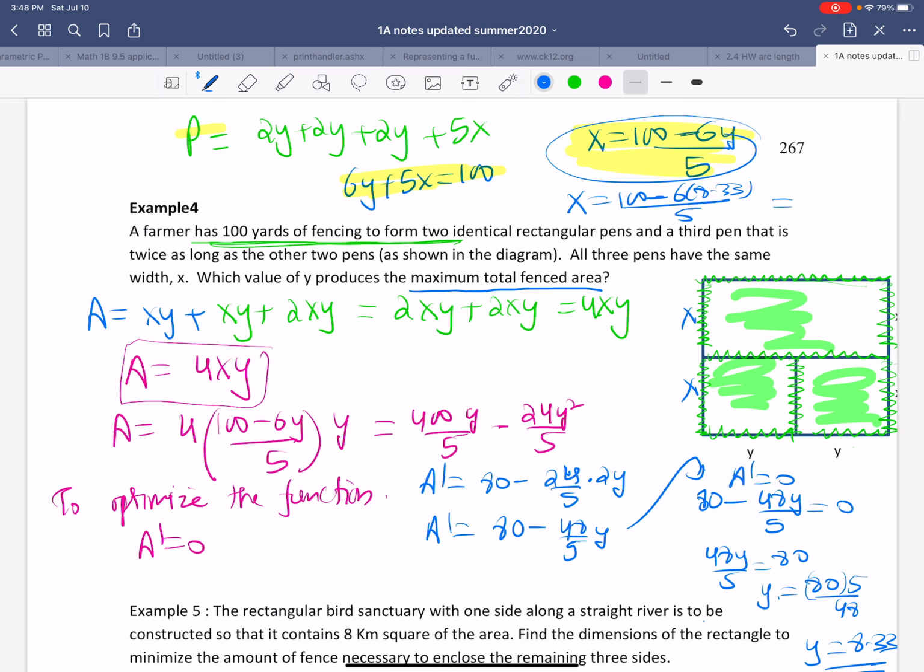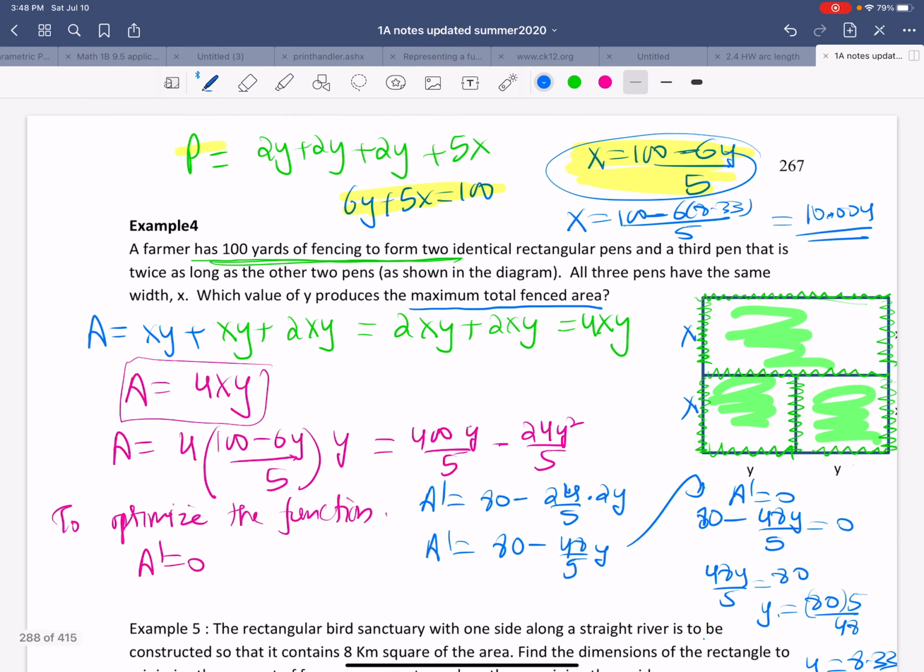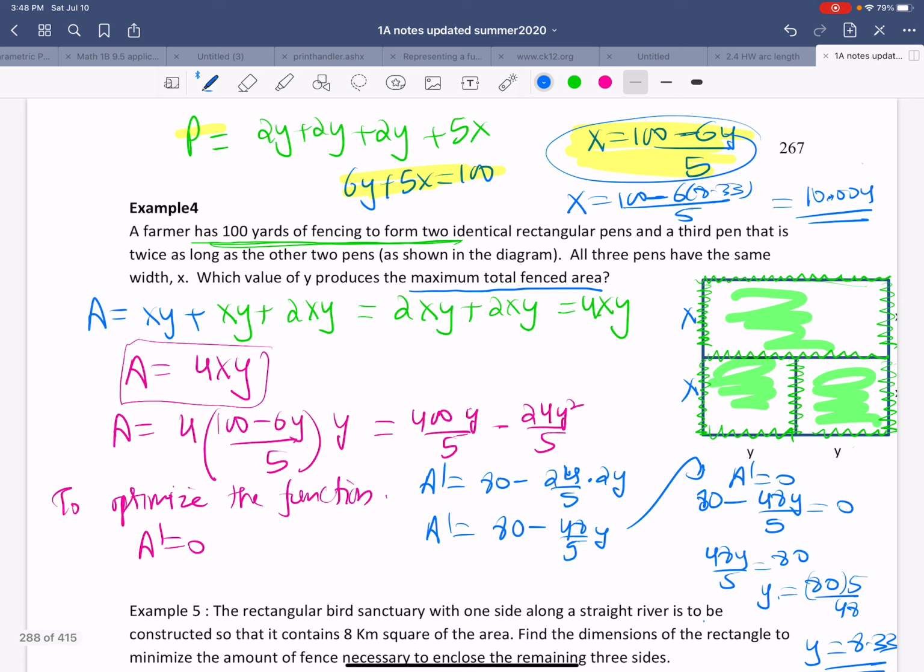That is going to be 10.004. So 10.004, and in this case both are going to be yards, so y is in terms of yards and x is also in terms of yards. That's going to be the dimensions that I can have the maximum area using this much fence.